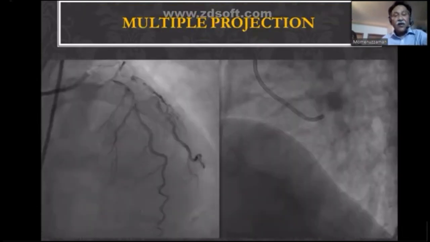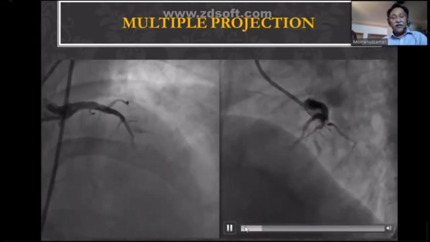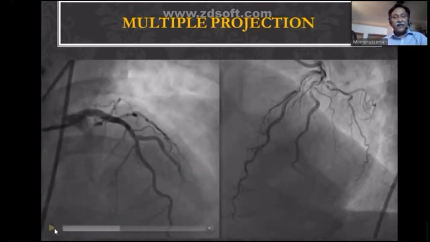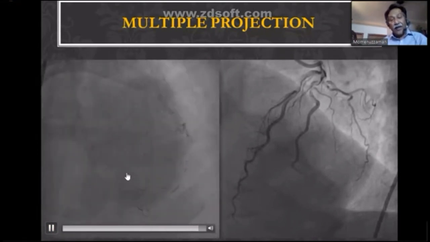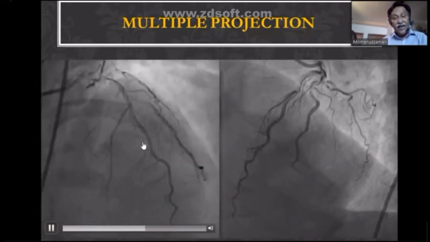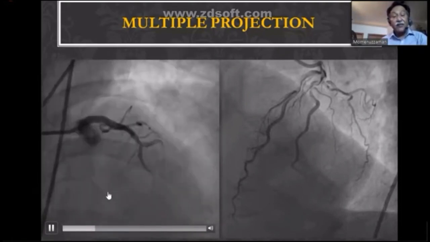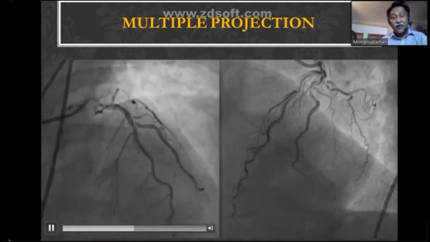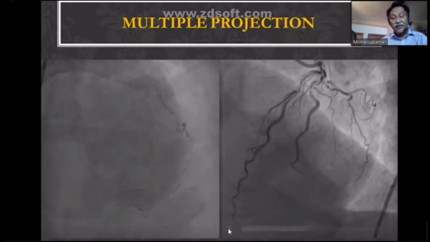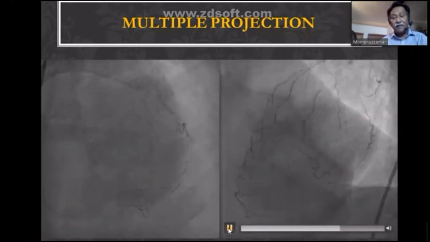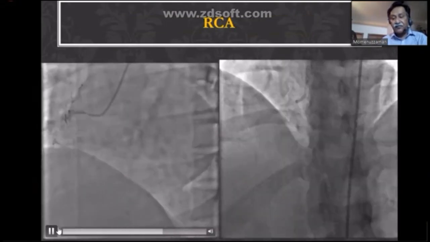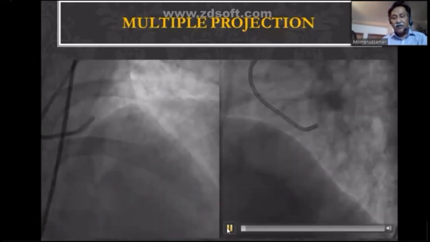And now see here in this patient, it looks like there is a diagonal ostial disease and it's a very big vessel. So planning angioplasty for this diagonal vessel with this view would be a mistake, because if you go for angioplasty here, it will compromise the LAD. But if you take the other view like this, you see the diagonal is far away.